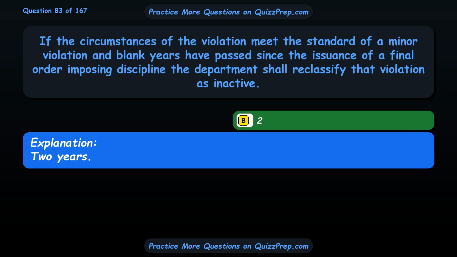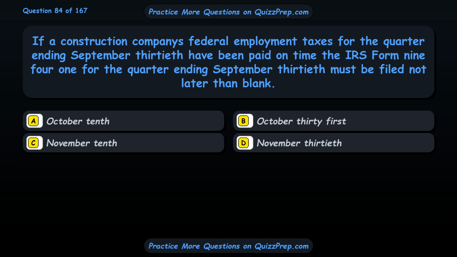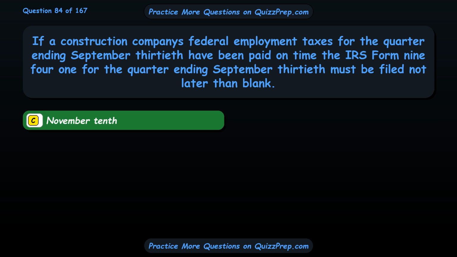2 years. Question 84. If a construction company's federal employment taxes for the quarter ending September 30th have been paid on time, the IRS Form 941 for the quarter ending September 30th must be filed not later than blank. Option A, October 10th. Option B, October 31st. Option C, November 10th. Option D, November 30th. The correct answer is option C, November 10th.